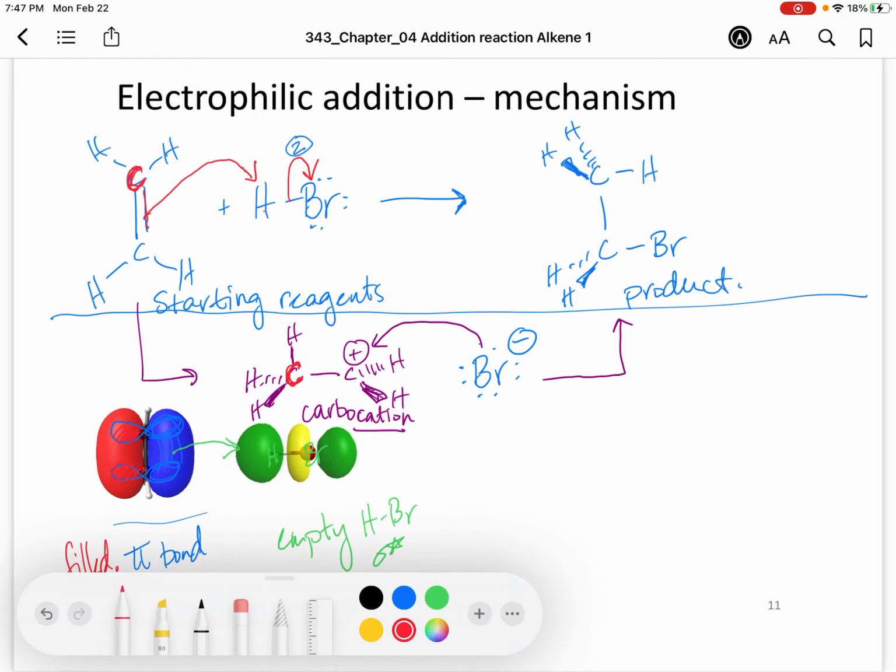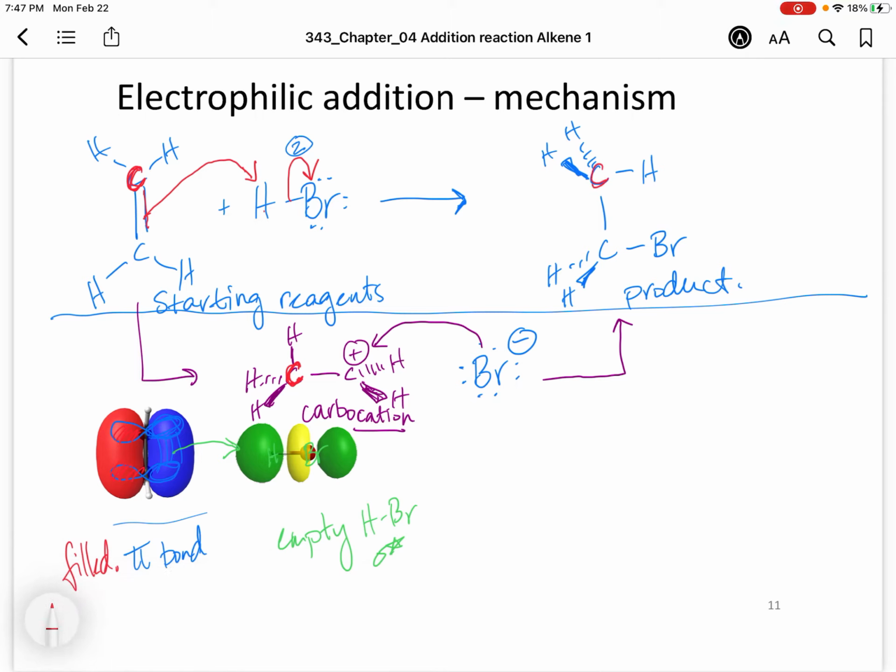Let me draw in on the product, the carbon that got the hydrogen, which is that red carbon. And there you have it. That's the mechanism for electrophilic addition, or this addition of HBr across the alkene.